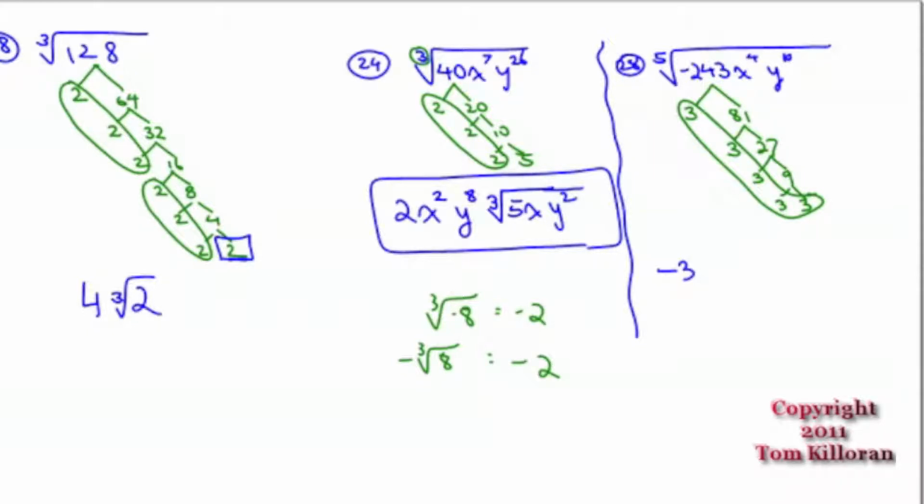5 goes into 4 how many times? None. So none of the x's are coming down. 5 goes into 10 how many times? 2. So we're going to pull out how many factors of y? 2. And then we're going to leave behind any numbers? No numbers, so x to the fourth. Anything else? No. And there's your answer.